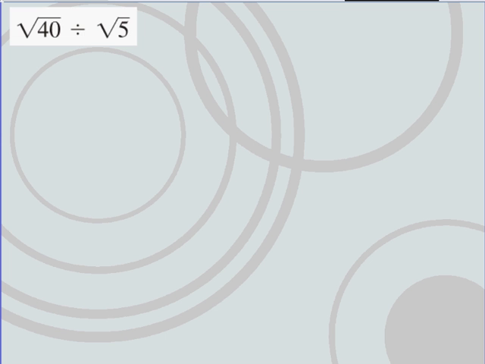Okay, next one. Square root of 40 divided by the square root of 5. Here's how a lot of people are going to work it if you overthink this problem. Square root of 40 divided by the square root of 5. You're going to think, oh, I've got to get that root off the bottom, right? Division is the same thing as a fraction bar. Please remember that. That's the reason it looks like a fraction, dot over dot.